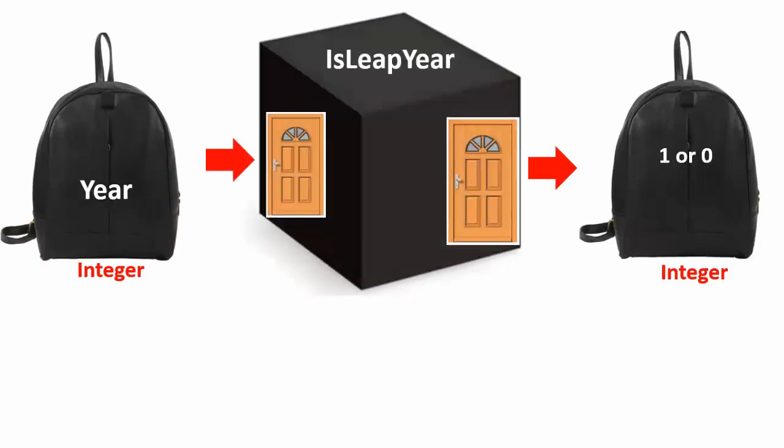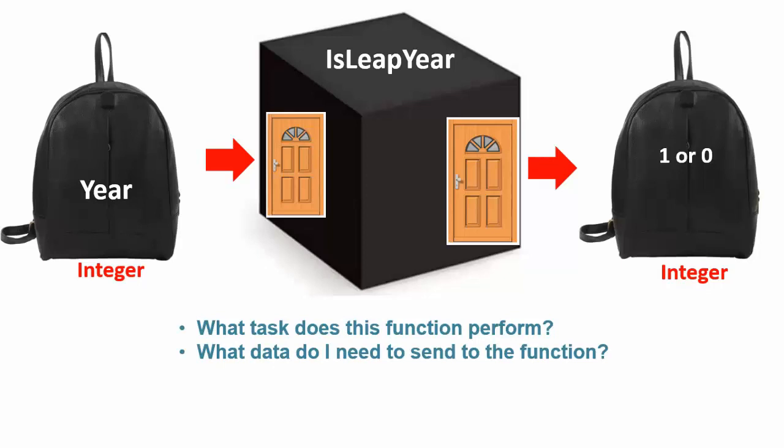Again, visualizing a function as a black box with a single entry and exit point is a good mental picture for the way a function should work. That is, after you write this function, handing the function to another programmer for use should prompt only three questions from them. What task does this function perform? What data do I need to send to the function? And what data do I get back?